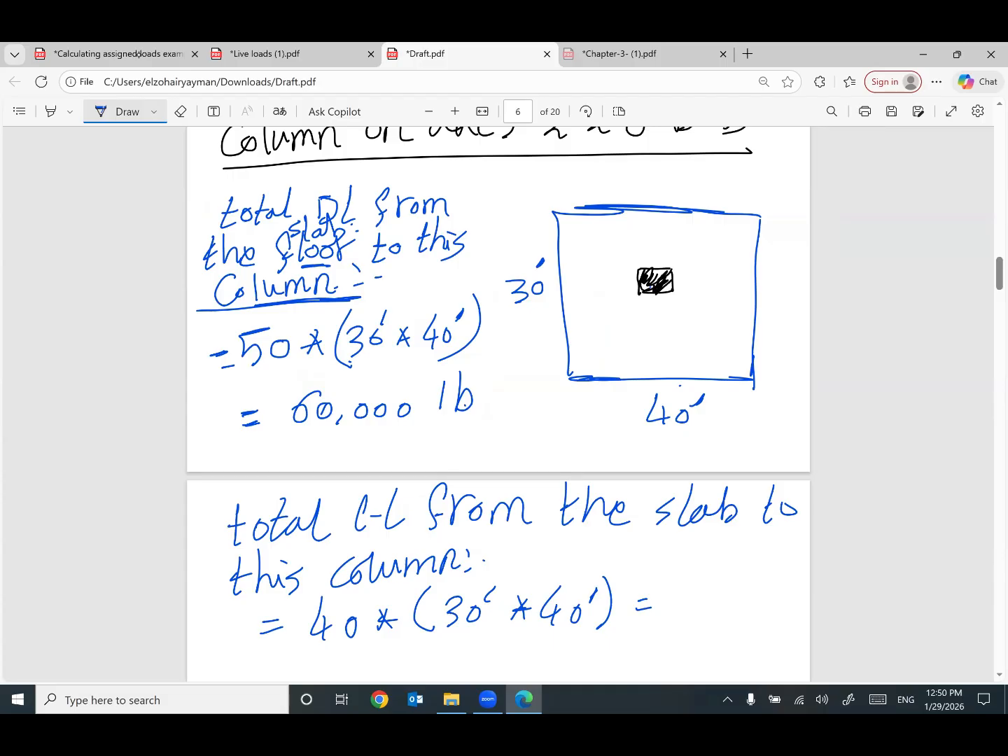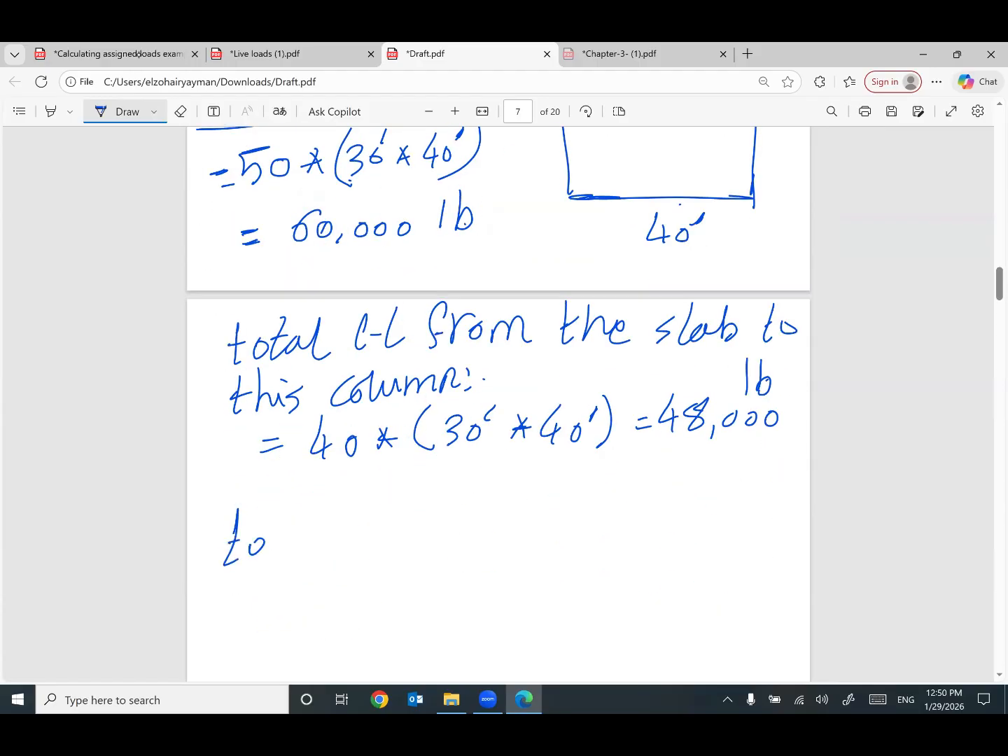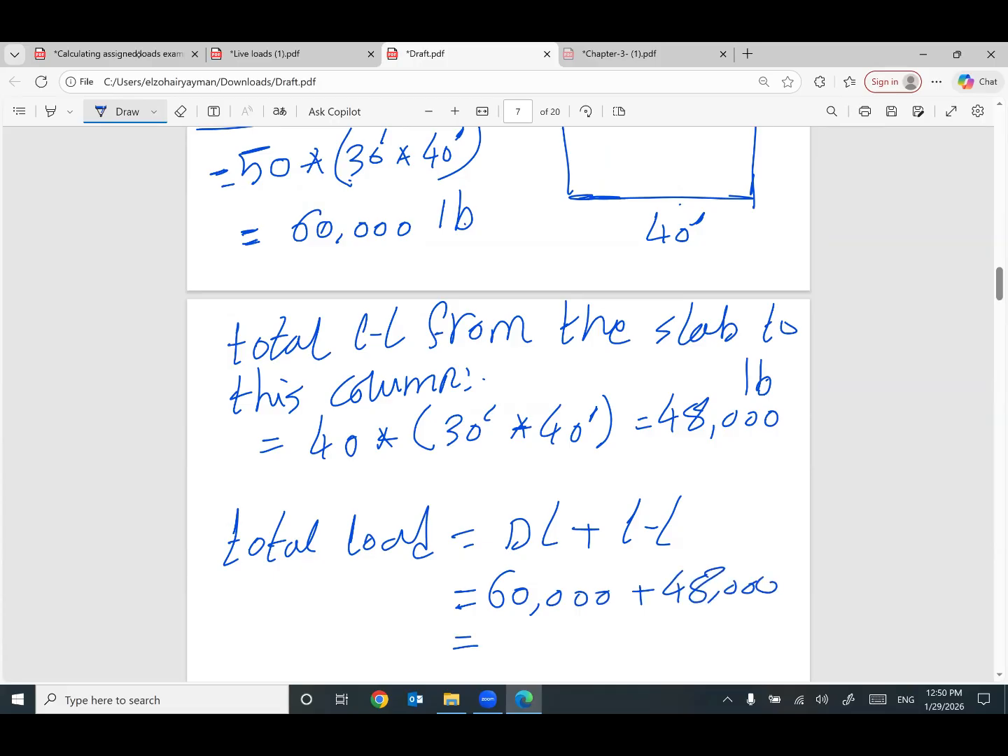So the total will be 48,000 pound. So the total load will equal the total dead plus the total live, equal 60,000 plus 48,000, which equals 108,000.